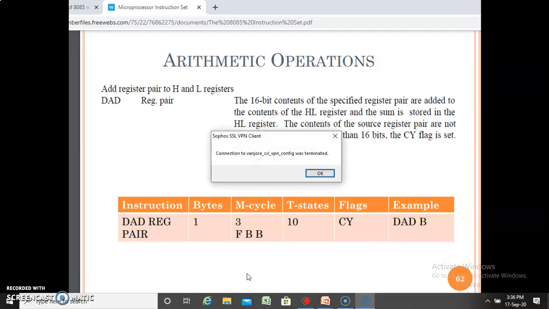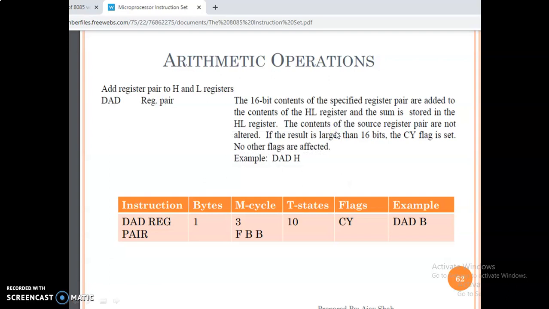The content of the source register pair is not altered. If the result is larger than 16 bits, the carry flag is set. Otherwise, no flags are affected here.